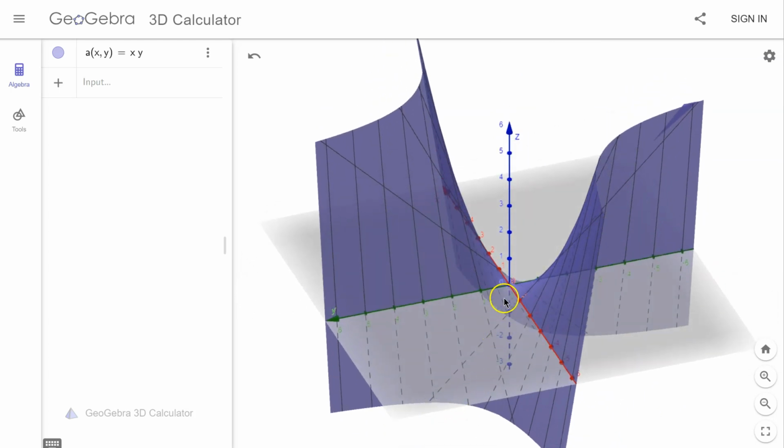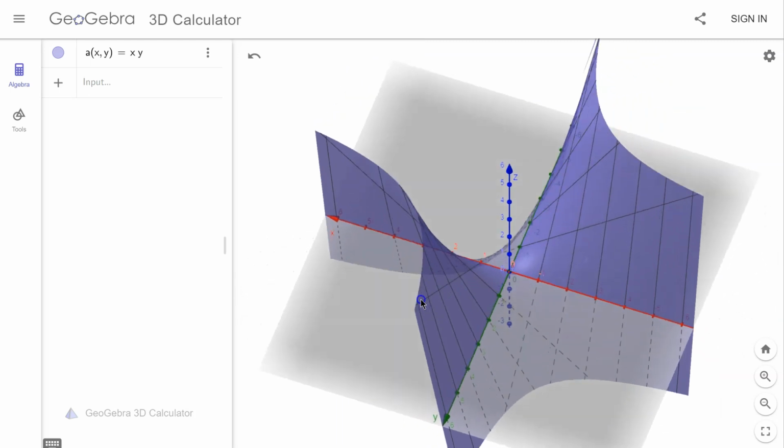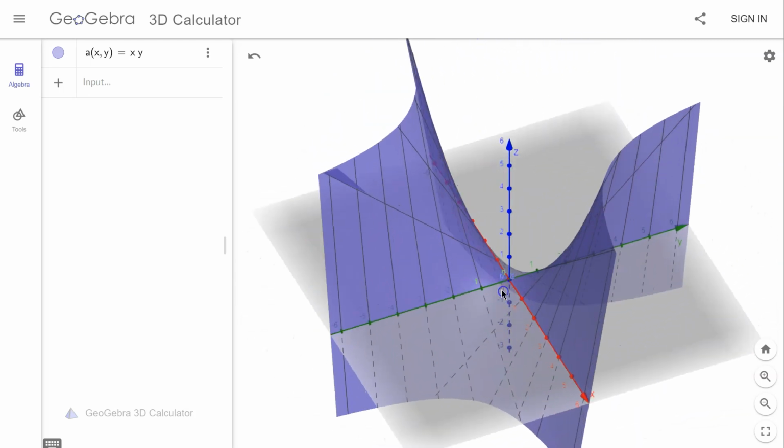Notice that I have a little something at the origin here. This thing looks kind of flat, but it's neither a relative maximum nor a relative minimum. This thing at the origin is called a saddle point, and we're going to see more of that later.